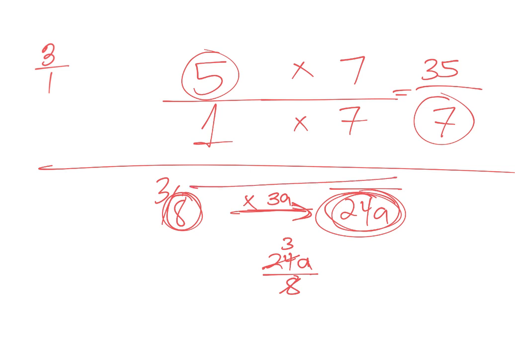And if you multiply the denominator by 3a, that means you have to multiply the numerator by 3a, and that actually gives you 9a. So 9a over 24a would be the answer to that problem.